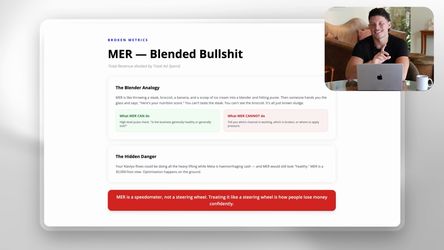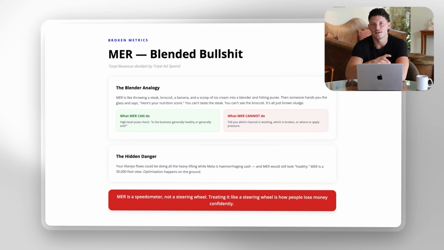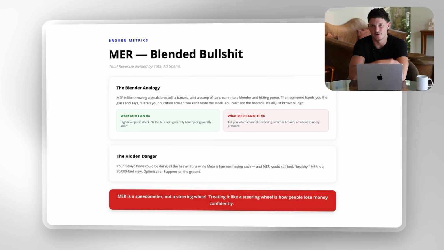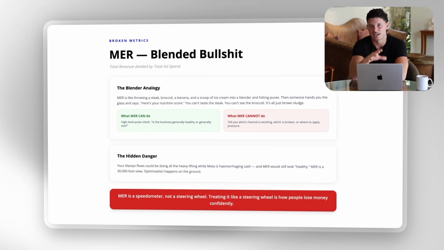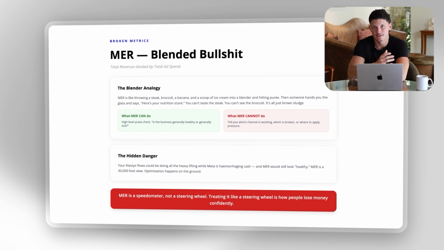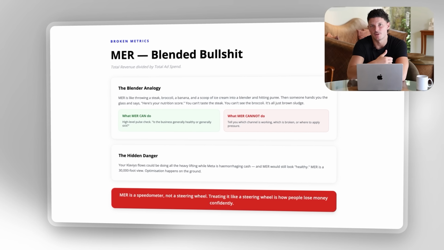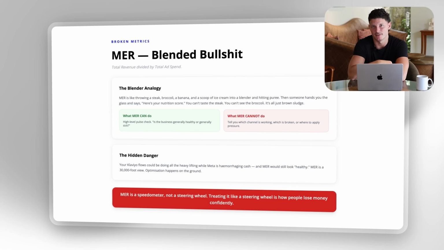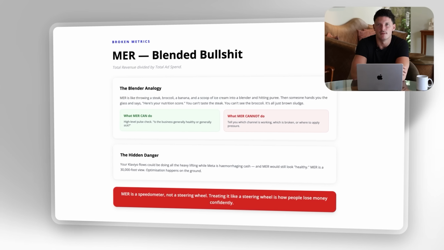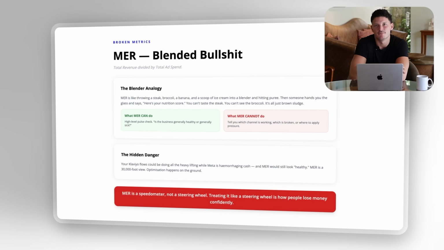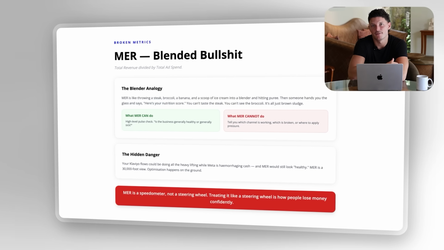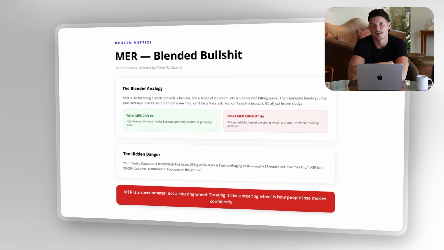Now, an important distinction is I do use MER. I use it more as a health check. Is the business doing generally better or is it getting worse? But I can't tell you what inputs are working, which ones aren't, and where to apply the pressure. It's more of a 30,000 foot view. MER isn't evil, but if you treat MER as a steering wheel rather than the speedometer that it is, you're going to lose a lot of money.